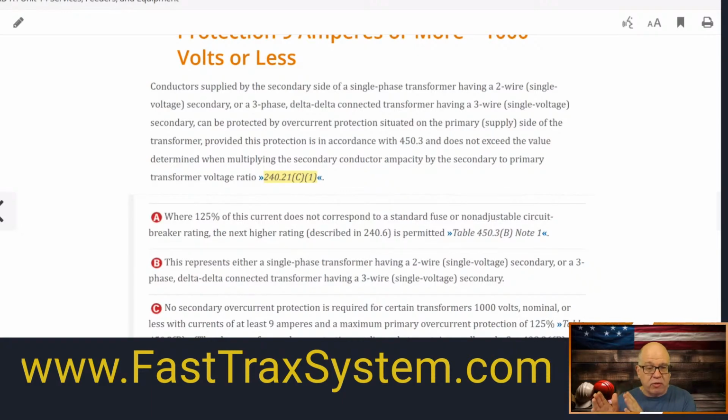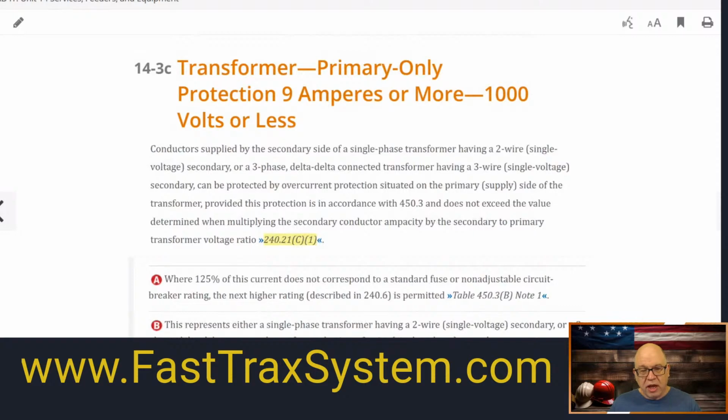So all it does on the secondary is produce one single phase voltage, like a 120. That's it. Okay. Now, the next thing also applies if you're doing a delta to delta 3-phase, having only 3 wires. If that's the kind of output you have for the secondary of that transformer, then basically it's saying what? That you can have the primary only protection and you don't have to have any secondary protection for that transformer. That's all it's talking about, okay?